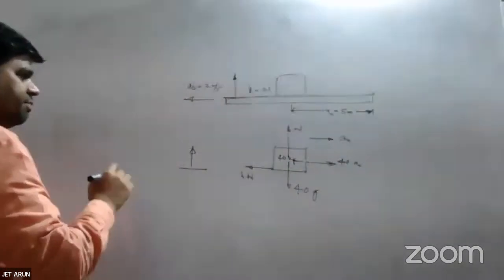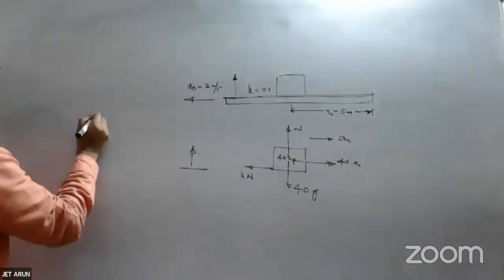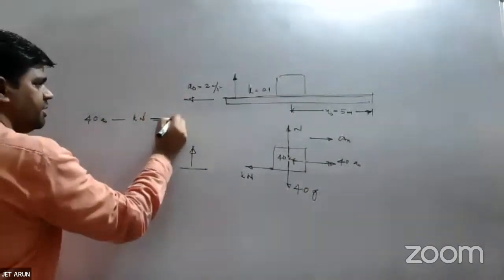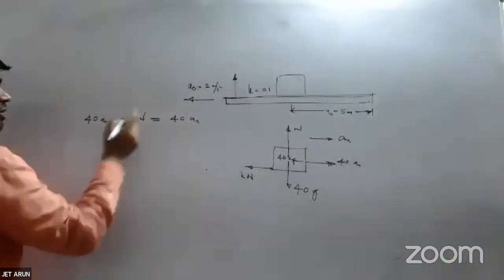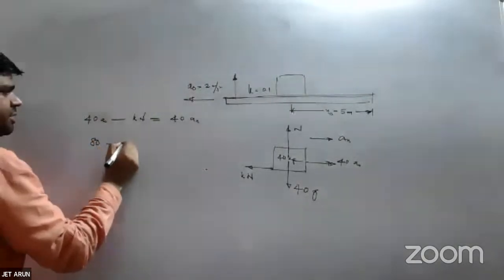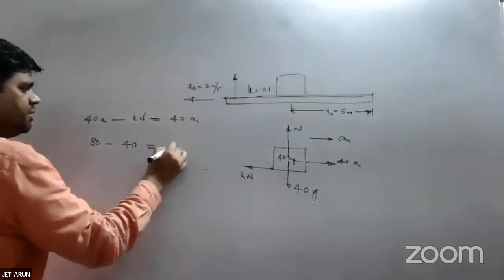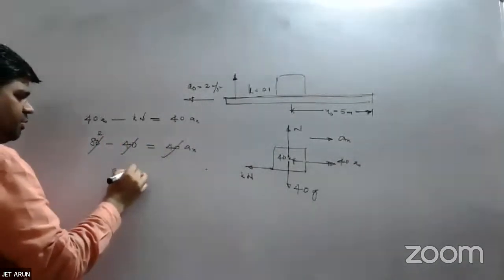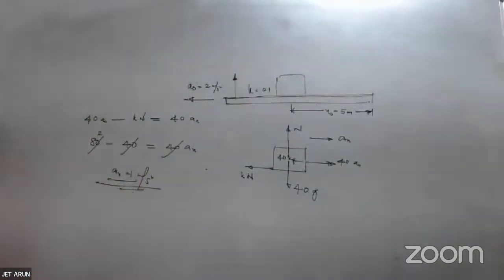So my equation of motion will be 40 times a naught minus mu times N is equal to 40 times ax. So a naught is 2, that becomes 80, minus mu N, which is 0.1 times 400, that becomes 40, is equal to 40 times ax. 40 gets cancelled out. So ax is equal to 1 meter per second square. Do you get this equation? Do you get this solution? How did I get ax? But once I get ax, it's very simple.